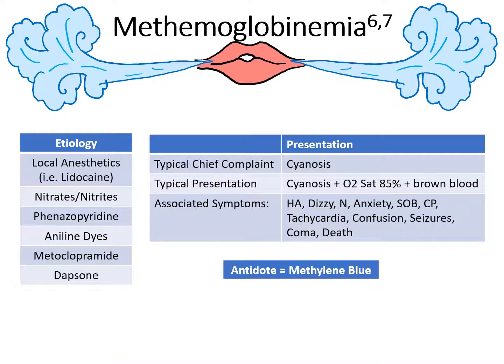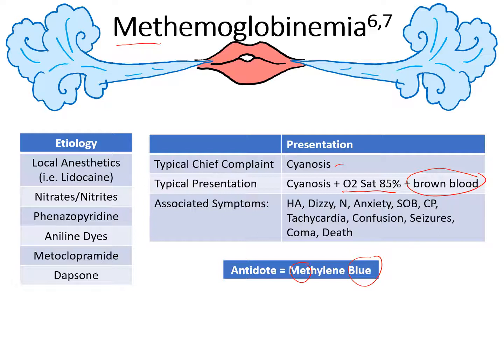I remember methemoglobinemia best by remembering the antidote methylene blue, and therefore it is a diagnosis with abnormal colors. Patients present blue or cyanotic, and they have chocolate brown blood, which artificially shows up on the oxygen sat monitor as 85%, which does not change with administration of oxygen.